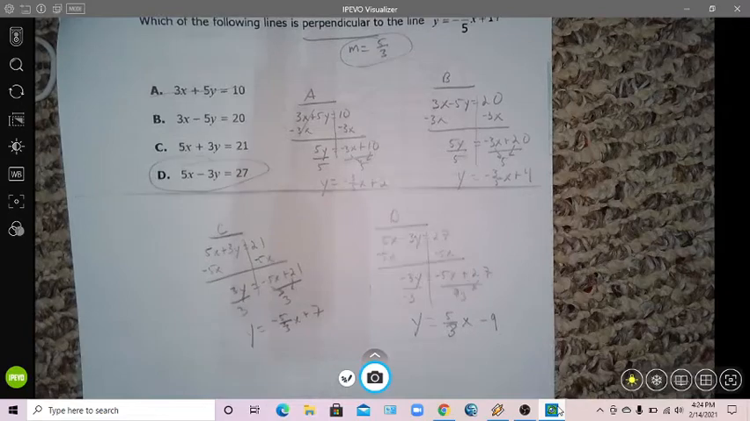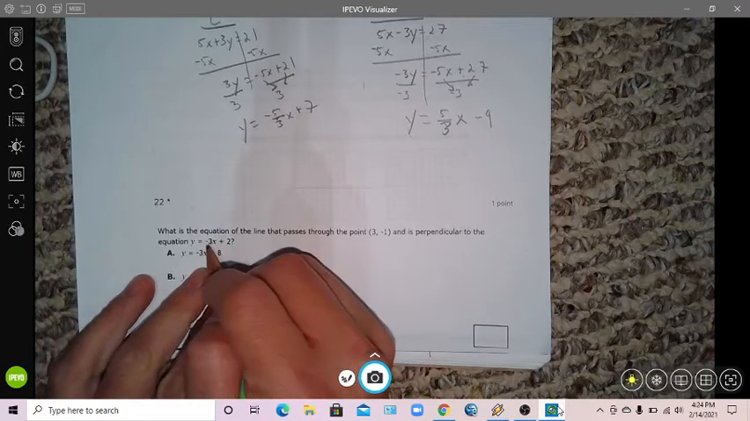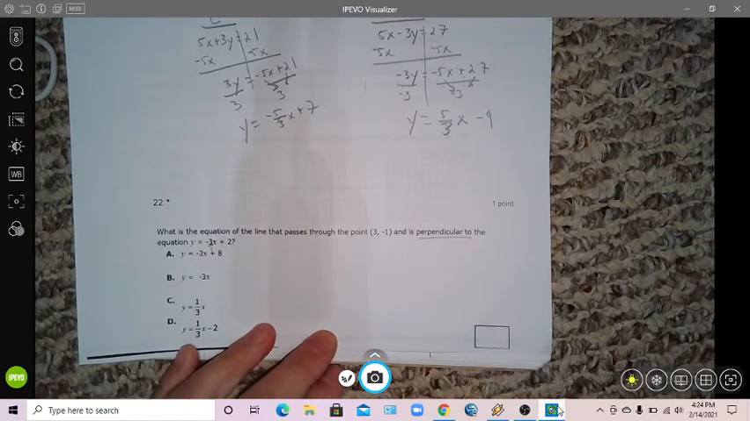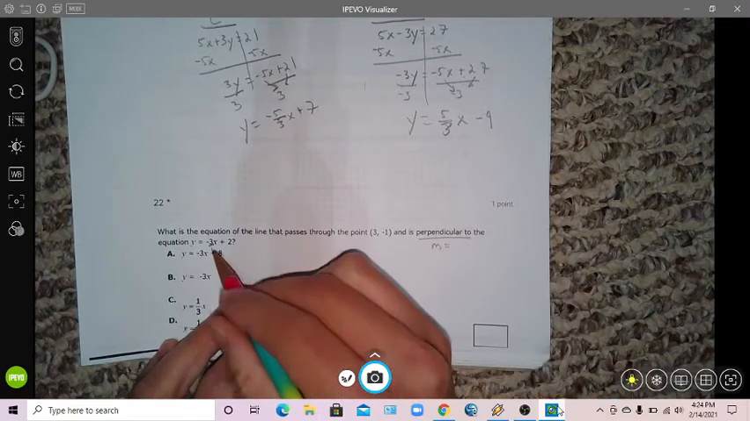Okay, alright, number 22. What is the equation of the line that passes through (3, negative 1) and is perpendicular to this equation? This equation has a slope of negative 3/1. It's perpendicular, so the slope that I'm going to use is positive 1/3.